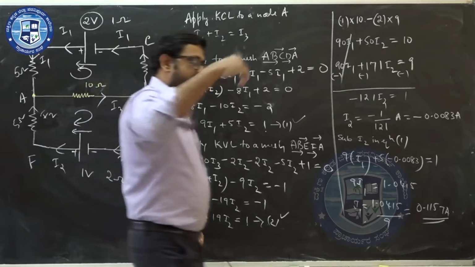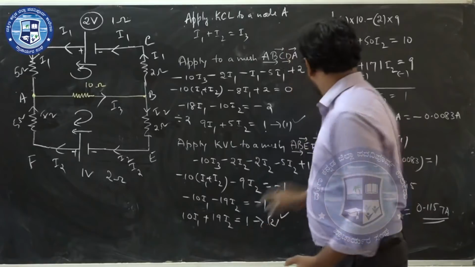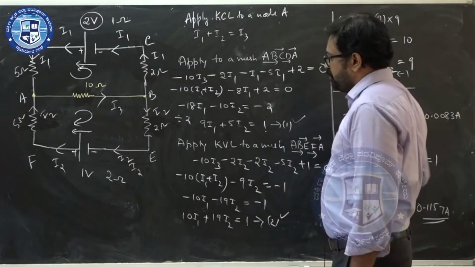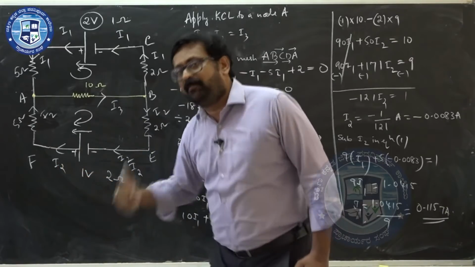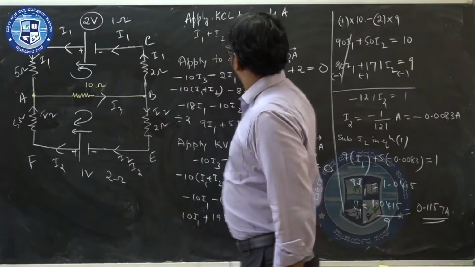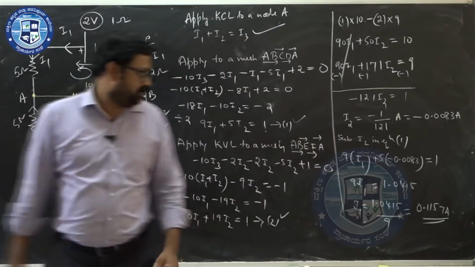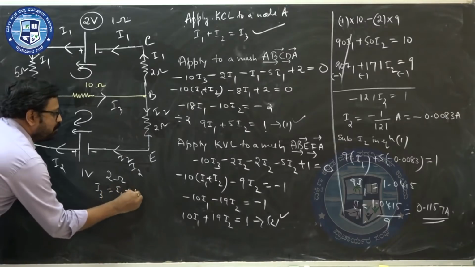I told you already, if the current in the branch is not as you indicated, you will get a negative answer, which means I2 is 0.0083 ampere, indicating that current in this branch is not as you indicated, it is opposite. Don't go to change it. Now next one is I3. I3 you can find out by substituting in this equation. I3 will be equal to I1 plus I2.